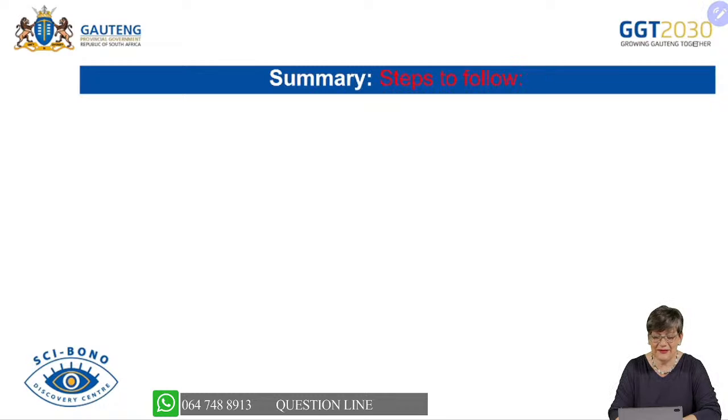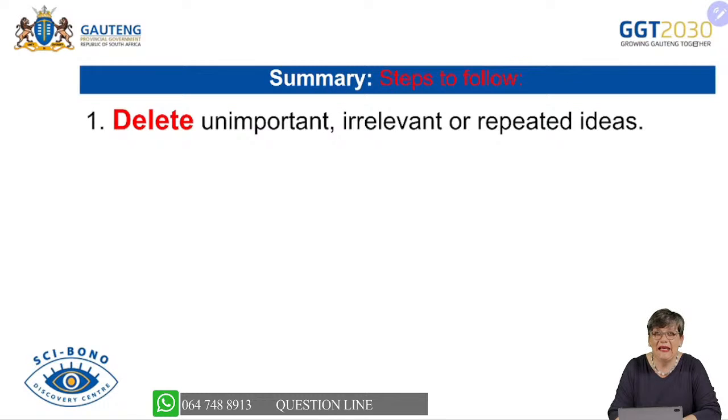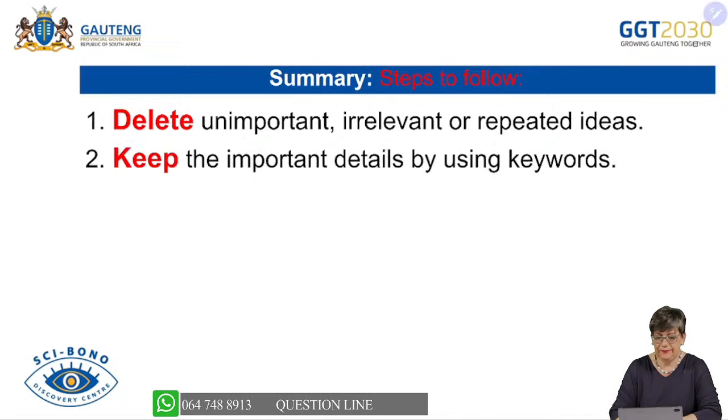Now, here are the steps. Delete. Read and delete anything that is not part of your topic. Now remember, you wrote your topic in the beginning of your page. So now you can see whether any sentence that you're reading is really part of what you have to do. And if it's not part of a summary, delete it. Keep the most important sections. Write it down as your rough planning.